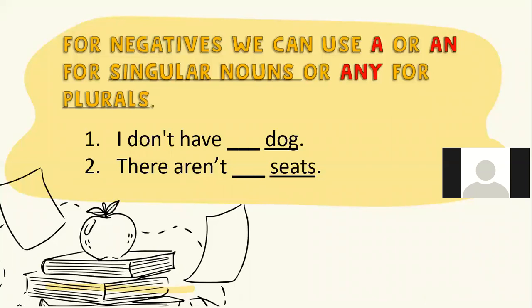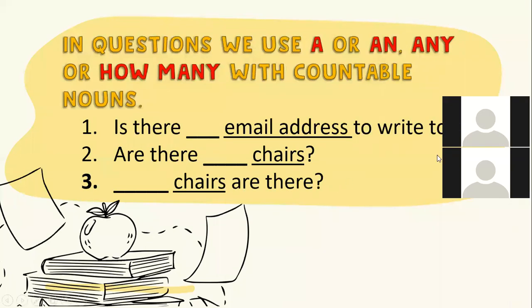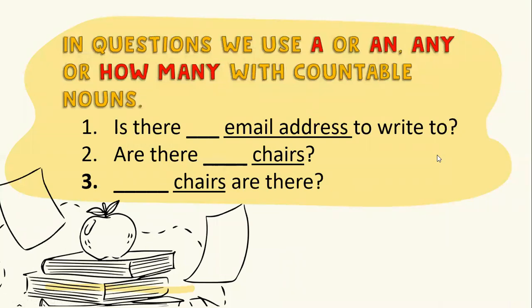Let's have number two. There aren't blank seats. Could you please answer this one, Angeline Natasha? There aren't any seats. Okay, there aren't any seats. Okay, let's go with questions. In questions, we use a, an, or any, or how many with countable nouns.